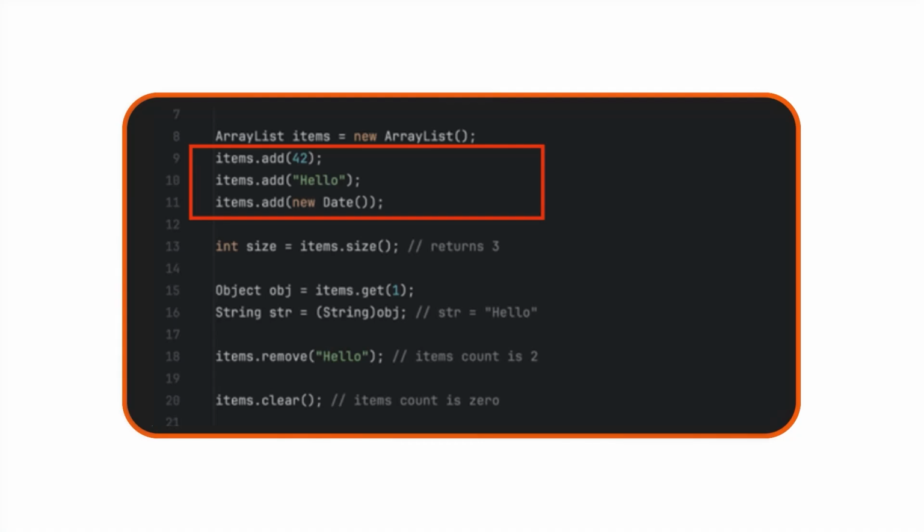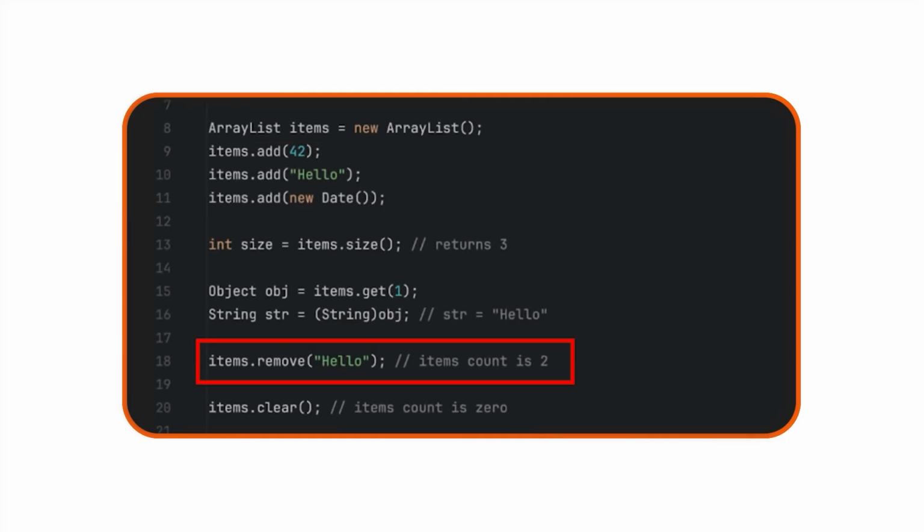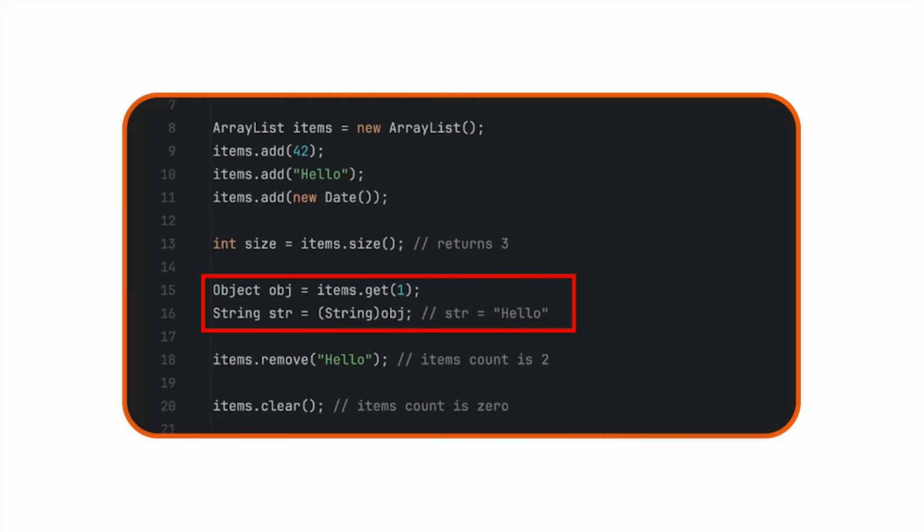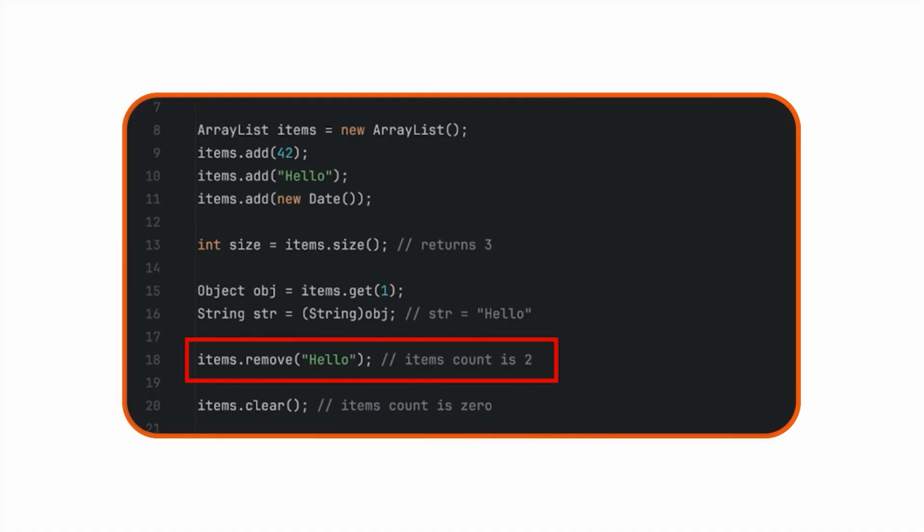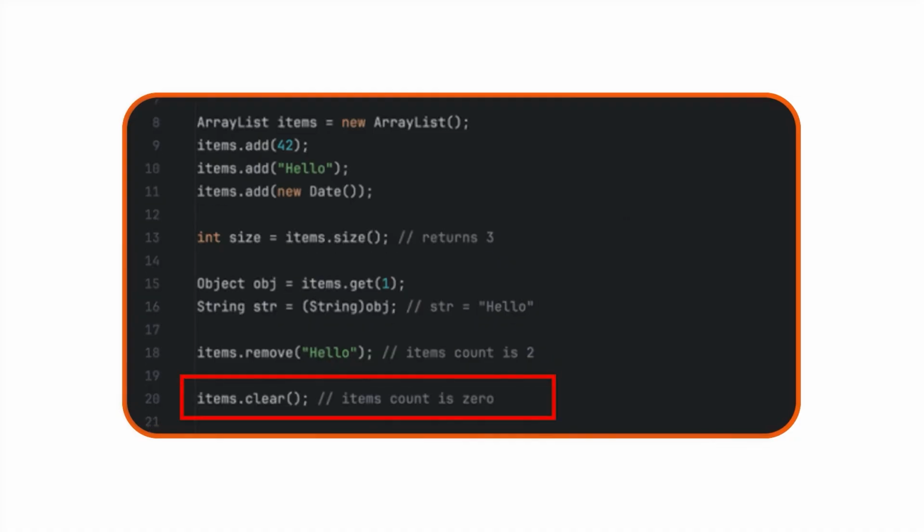In this example, there's an array list with different types of objects added: a number, a string, and a date. The size method tells us the list contains 3 items. You can retrieve and cast objects, such as extracting the string hello from the list. The remove method allows us to delete specific items. And clear wipes the list entirely, leaving it empty.